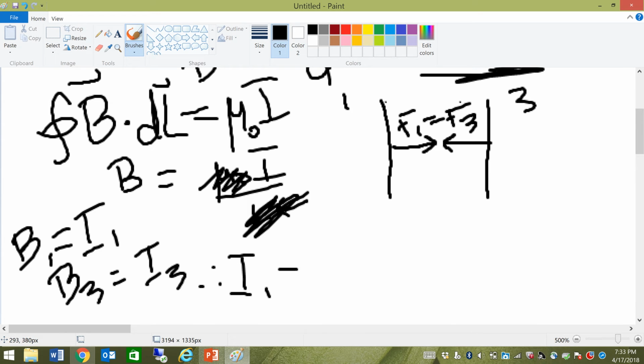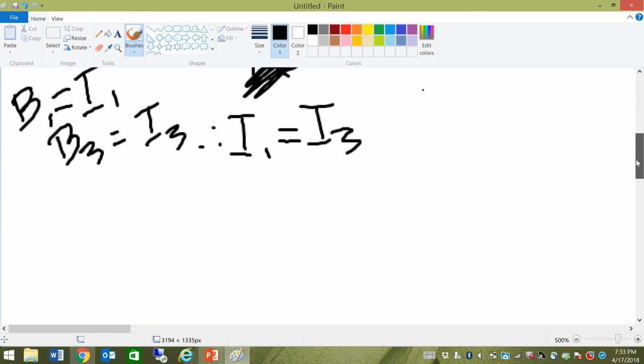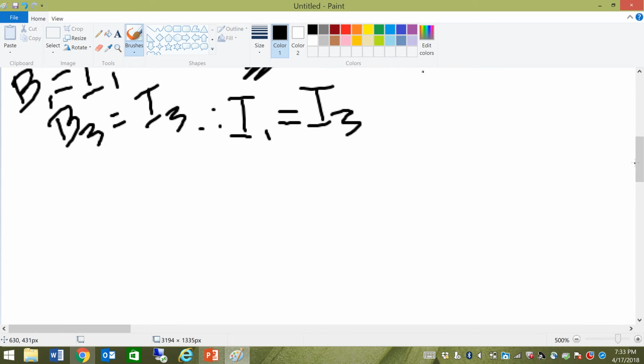So therefore, we know that I1 needs to be equal to I3 in order to achieve this situation with a net magnetic force of 0. Now, the second part of this problem lies in the direction of these currents. And this is a little more tricky.